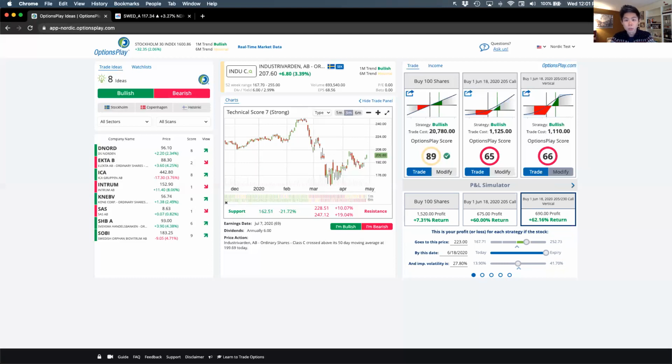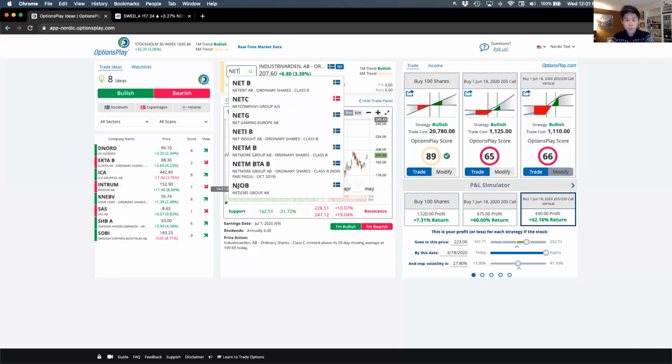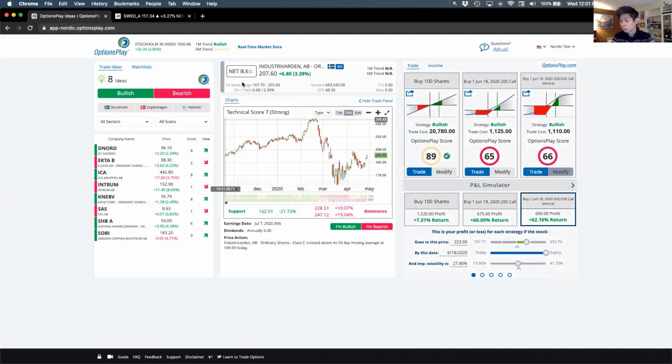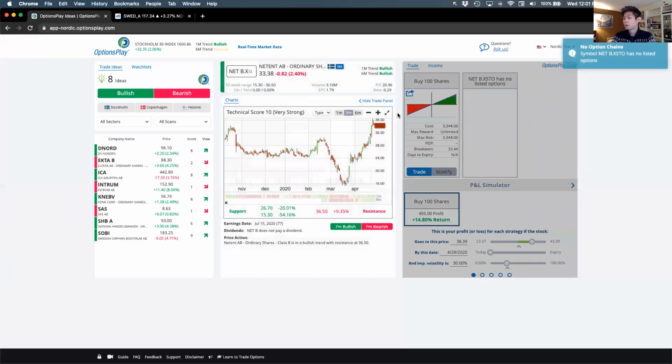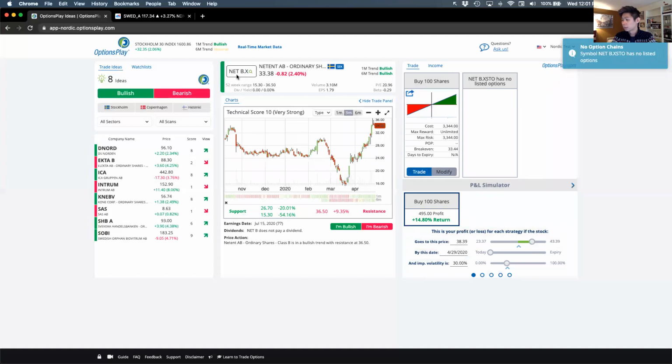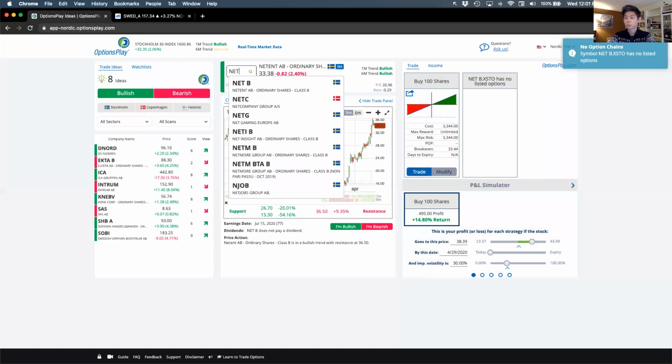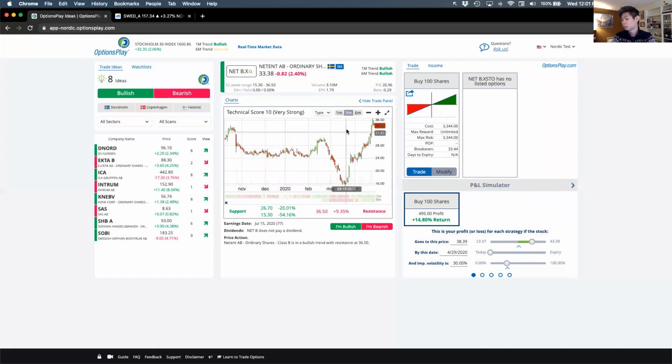Ashok wants to look at NetInt. I'm not familiar with that particular name, but let's see if we can take a look. I have no idea what stock this is. Is there another one that has options on this? Nope. So this stock doesn't have options on it. So I'm not going to really spend much time on this.